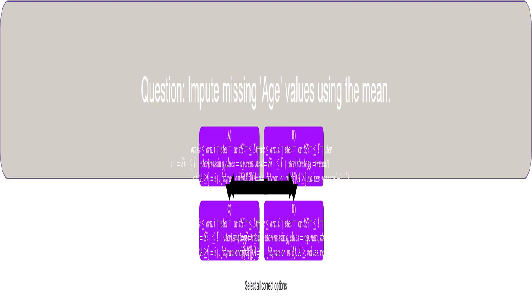This question asks you to choose the correct code snippets that use scikit-learn's SimpleImputer to fill in missing age values in a dataset using the average of the existing age values. It tests your understanding of how to use SimpleImputer and properly format the data for it.